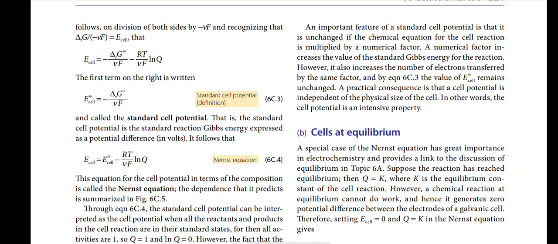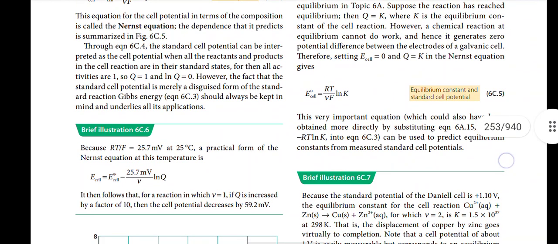Cells at equilibrium. A special case of the Nernst equation has great importance in electrochemistry and provides a link to the discussion of equilibrium in topic 6A. Suppose the reaction has reached equilibrium, then Q is equal to K, where K is the equilibrium constant of the cell reaction. However, a chemical reaction at equilibrium cannot do work and hence it generates zero potential difference between the electrodes of a galvanic cell. Therefore, setting E_cell equal to 0 and Q equal to K in the Nernst equation gives E°_cell = (RT/νF) ln K.